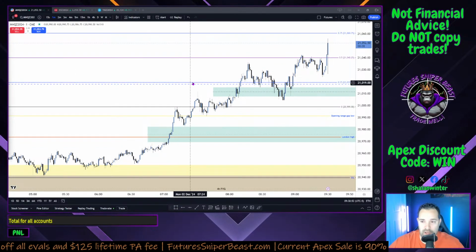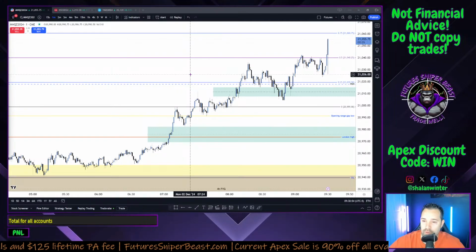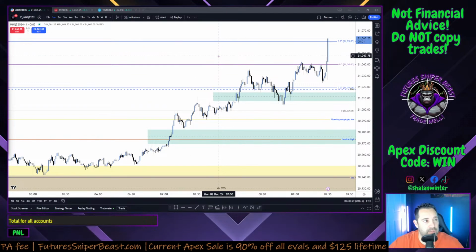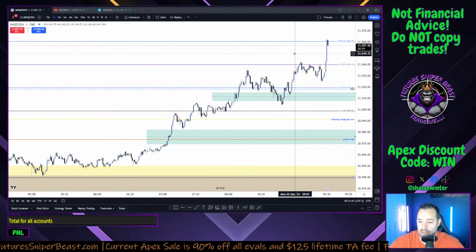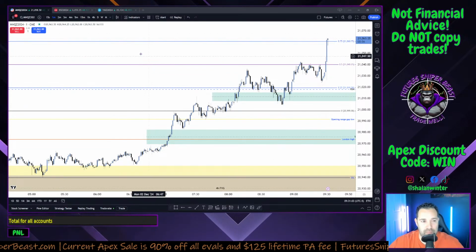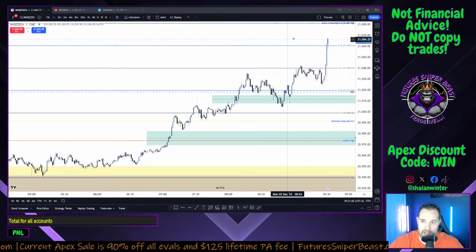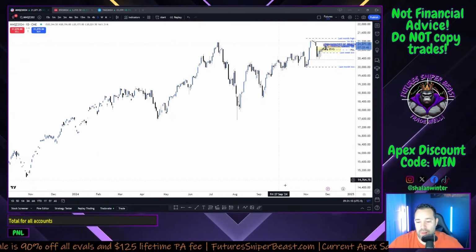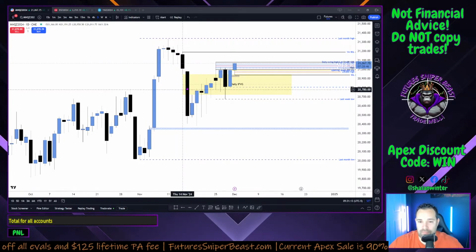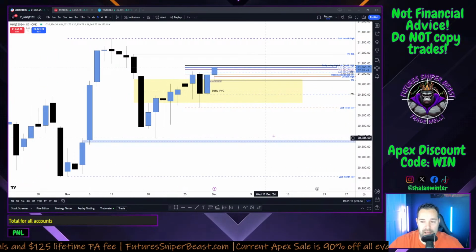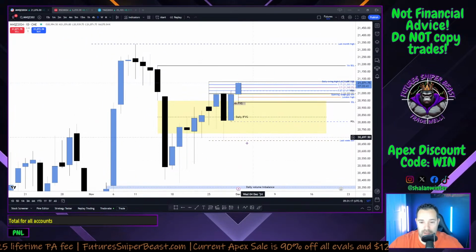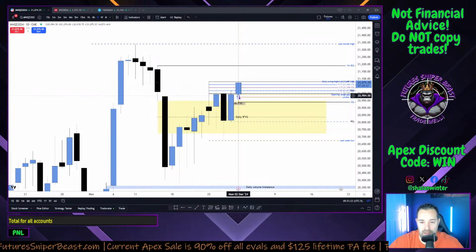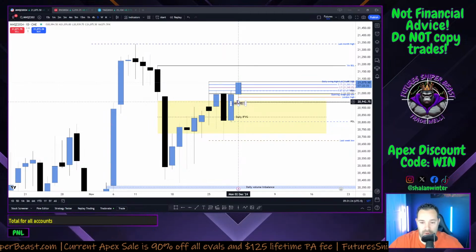Let's go over right quick what I'm seeing, and then I'll get to chatting a little bit. So, I expect price to keep going up. I'm looking at the daily chart here, and we have this inversion. Price came back down and tapped the top of it right here.